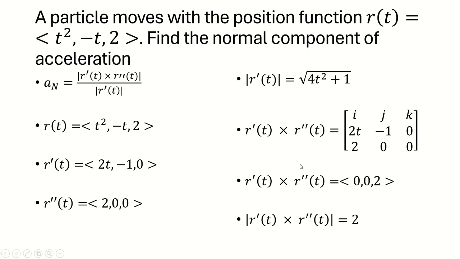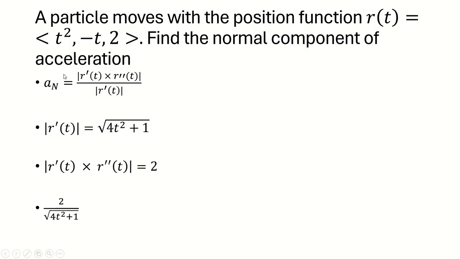So you have k outside, and then in parentheses we have 2t times 0 minus 2 times negative 1. Well, 2t times 0 is just 0, and then minus negative 2, which is positive 2. So that's going to give us 2k. And with the 0 in the last column, that means i and j must be 0. So that's why we have 0, 0 in the i and j components, and then 2 for k. And taking the length of this vector, that's just going to be 2.